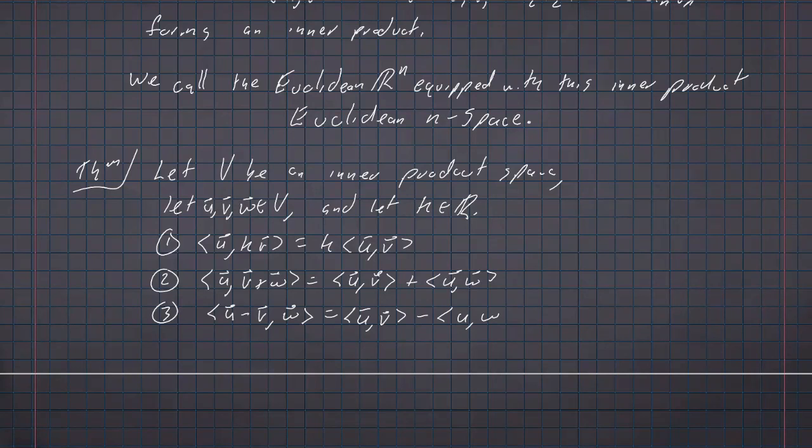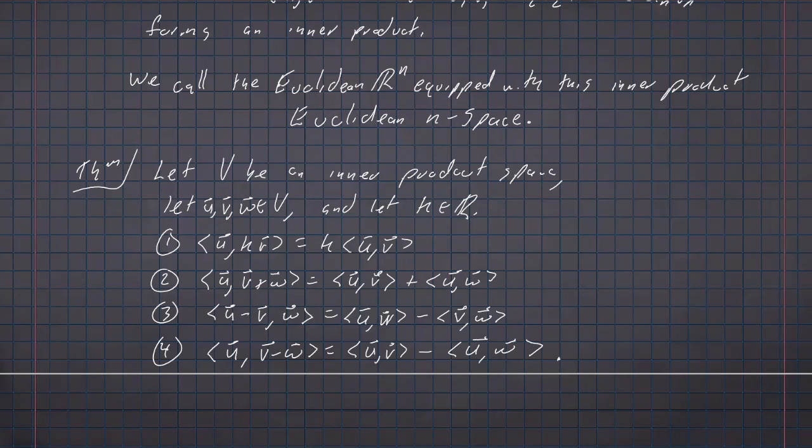I'm sorry, I'm writing the wrong line down. This should be the inner product of u with w and the inner product of v with w. I was starting to write down the next line where we start with the inner product of u with v minus w. And that's where we get inner product of u with v minus inner product of u with w.